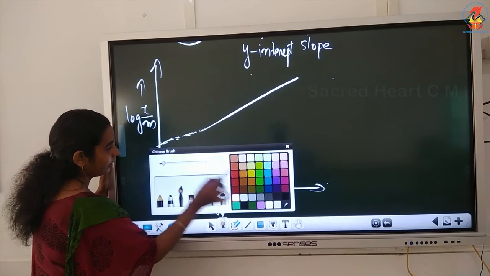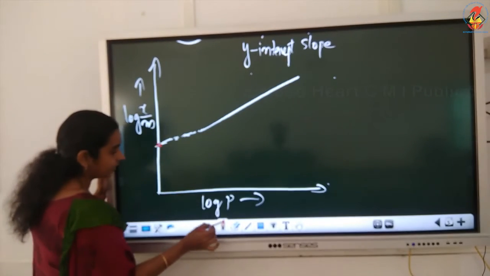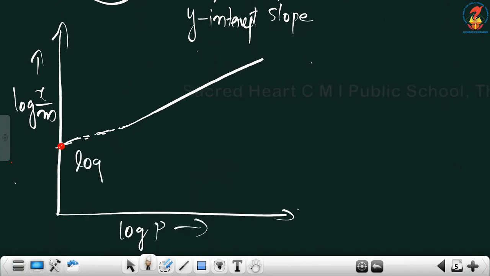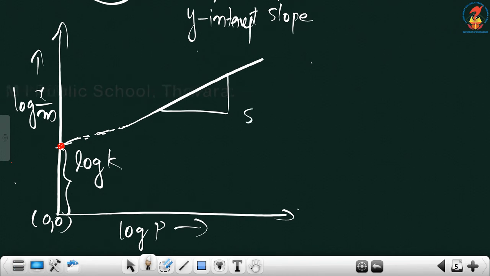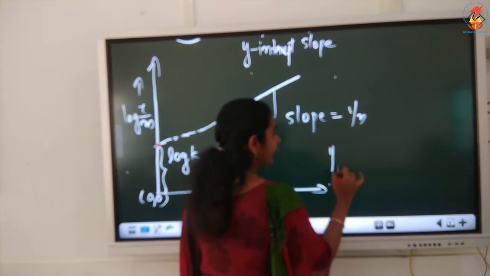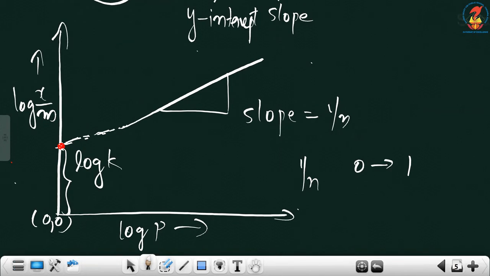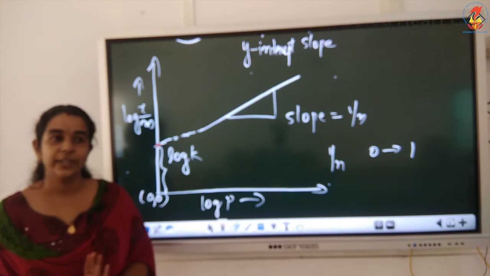So what is this point representing? Log k, and we know that this is the 0, 0 axis. So this point represents the y-intercept, that is log k, and the slope of this line is equal to 1 by n. And as I told you, 1 by n can have values between 0 and 1. So here we got a straight line, so this equation is verified.